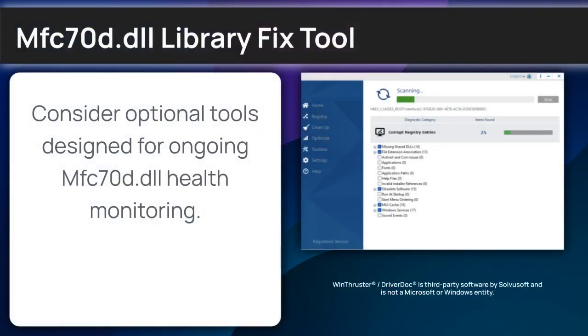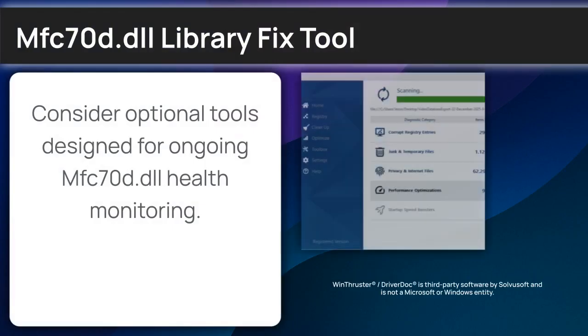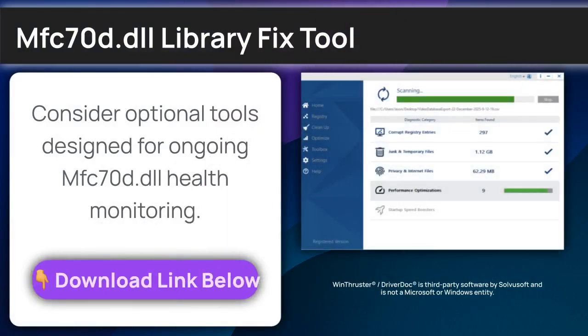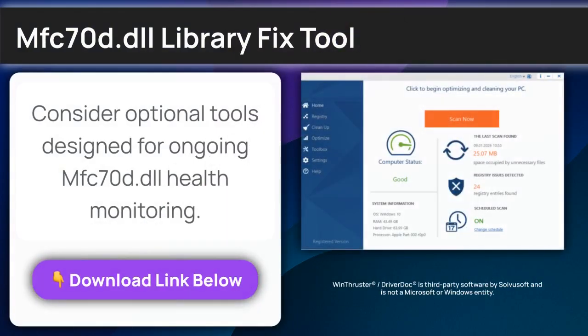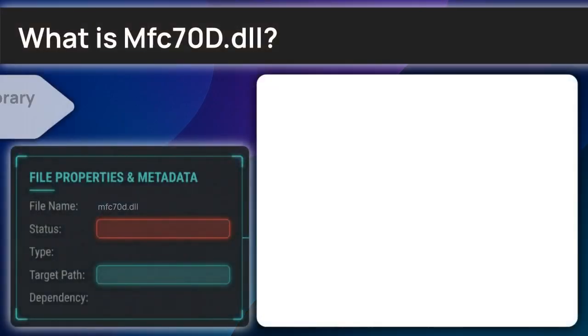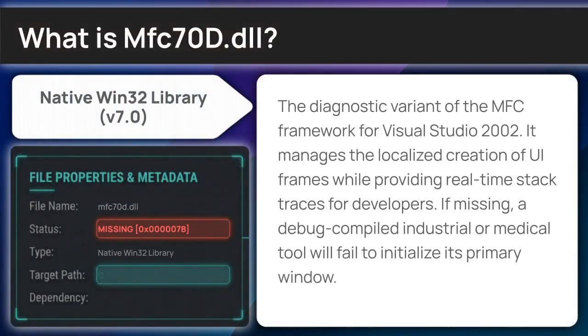As we prepare to resolve Microsoft Foundation Class 70 debug, consider using the diagnostic path below to ensure a stable environment for your libraries. This is the Microsoft Foundation Class 70 debug, the diagnostic variant of the MFC framework for Visual Studio 2002. It manages the localized creation of UI frames while providing real-time stack traces for developers. If missing, a debug-compiled industrial or medical tool will fail to initialize its primary window.